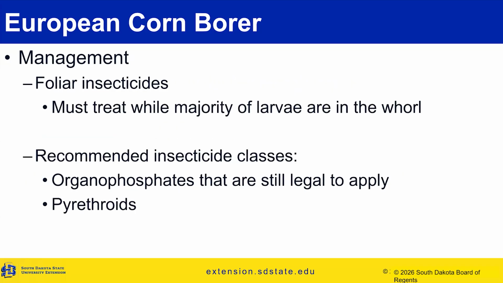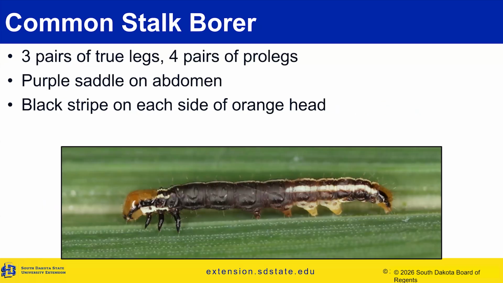When it comes to management, foliar insecticides can work, but the granulars will probably be better still. Products that are legal to apply are going to be a big thing, because things keep changing with our registrations for products. Make sure it's labeled, make sure you can still use it, and then dig up some of the older work or contact me and we can discuss it.